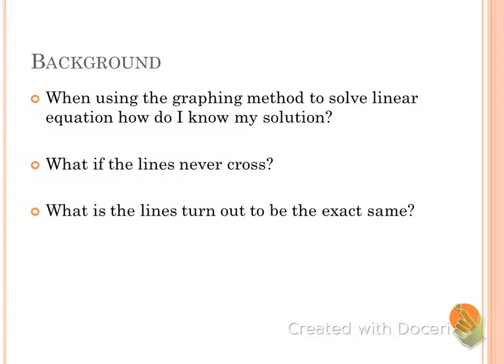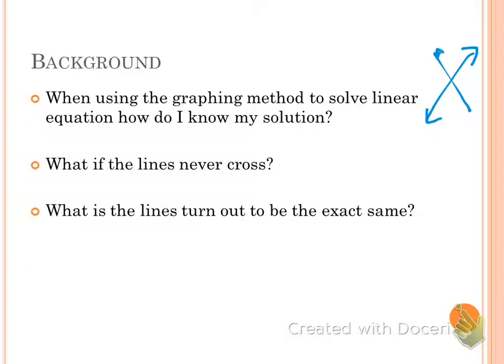We just talked about the first one. When using the graphing method to solve the linear equation, how do I know my solution? Well, we just said whenever you graph it, it's where the lines intersect. So I know in order to find a solution, I've got to figure out where the lines intersect or how many times they intersect. With the lines that we were doing in 7.1, there was just one solution because they only intersected at one spot.